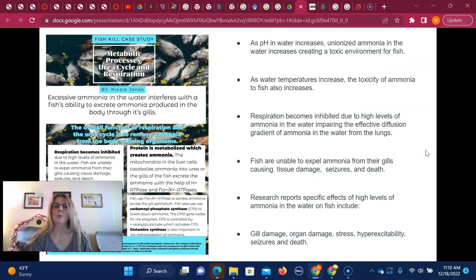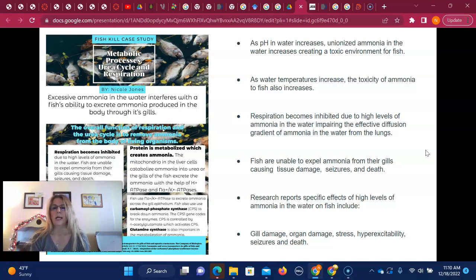So again, as pH in water increases, unionized ammonia in the water increases, creating that toxic environment. As water temperatures increase, the toxicity of ammonia to fish also increases. So respiration becomes inhibited due to the high levels of ammonia, impairing that effective diffusion gradient of ammonia in the water from the lungs. So there is a specific gradient, and it just becomes harder and harder to move against it.